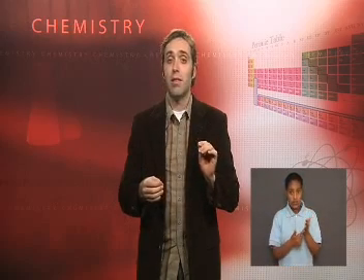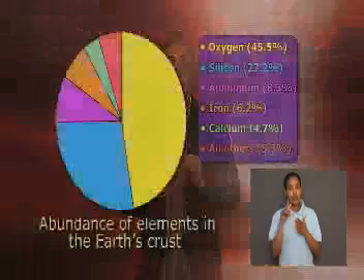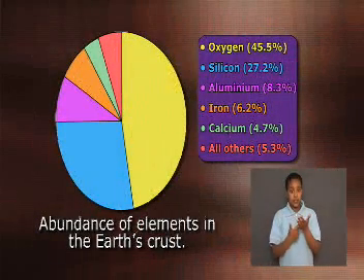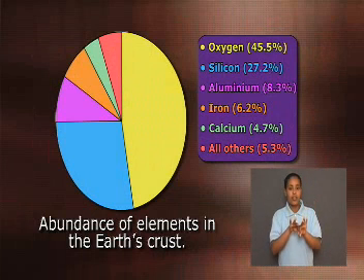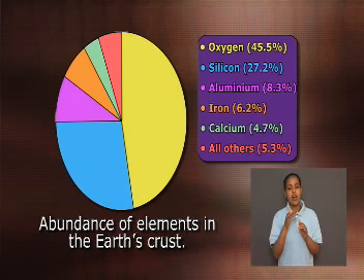Students, here is an interesting list for you to remember. These are the 12 most abundant elements in decreasing order of abundance in the Earth's crust.